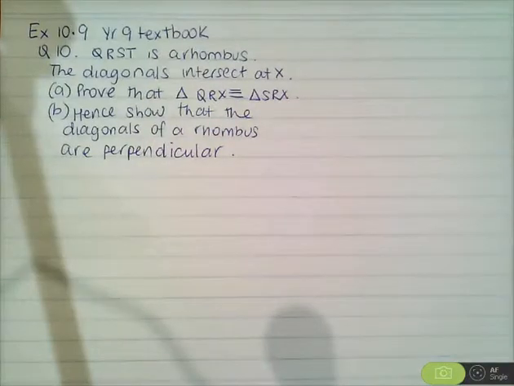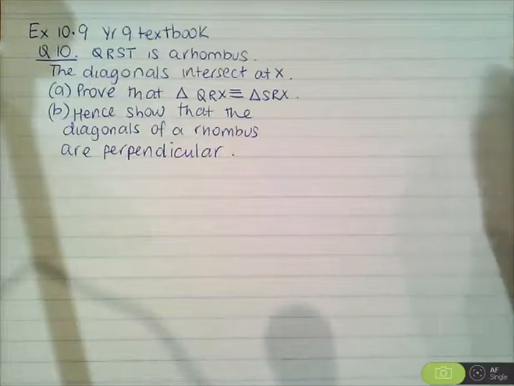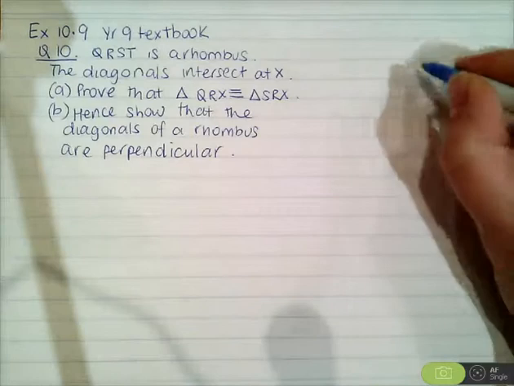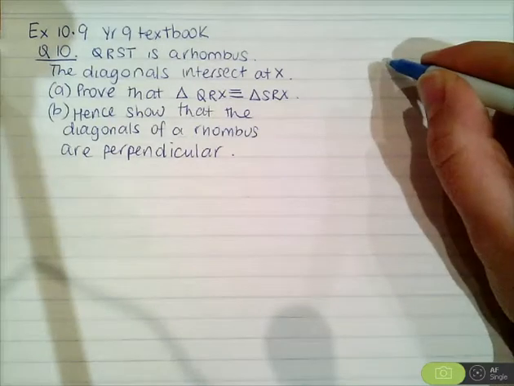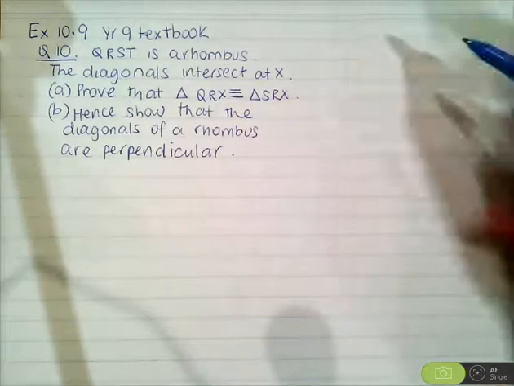Okay, now this is again another question from exercise 10.9 in the Year 9 textbook. It's actually question 10. In this question they say that QRST is a rhombus and that the diagonals intersect at X, and you have to prove that triangle QRX is congruent to triangle SRX and hence show that the diagonals of the rhombus are perpendicular.